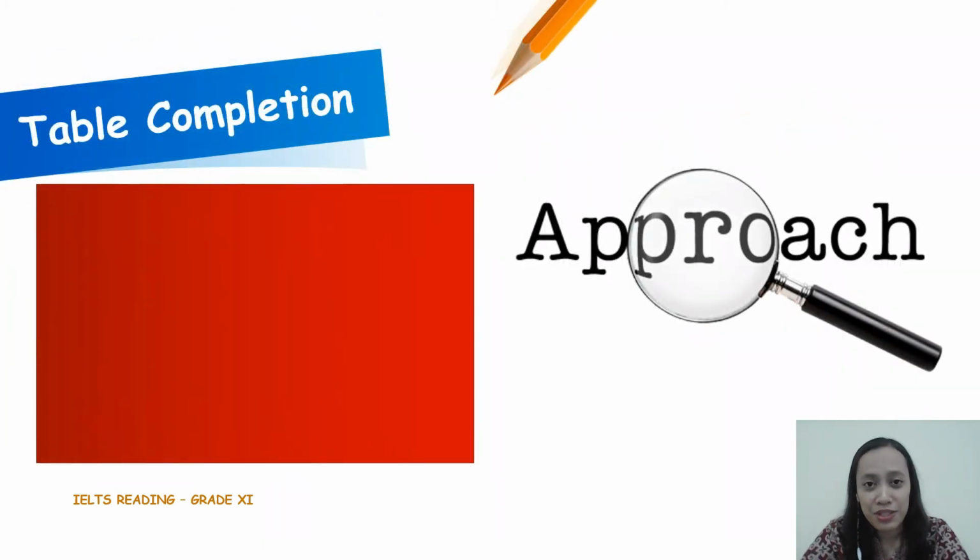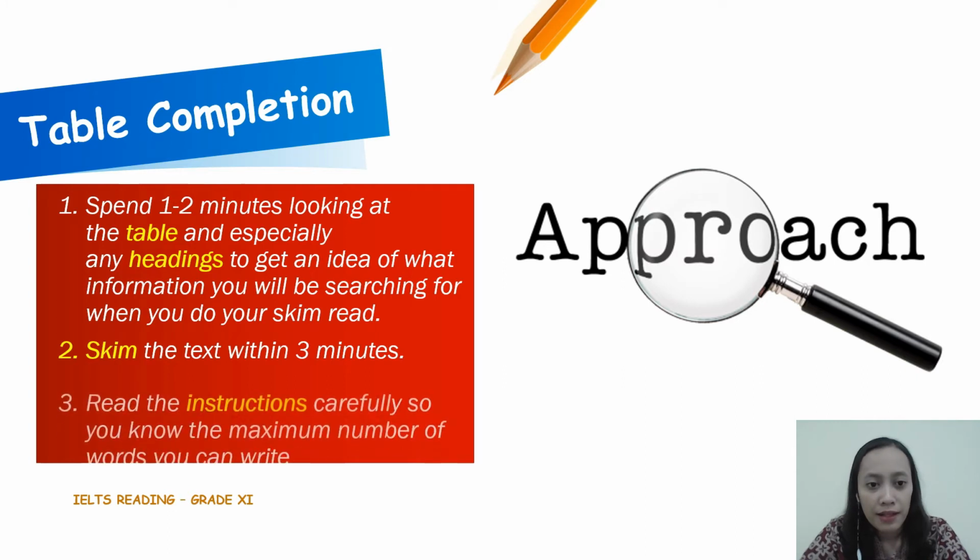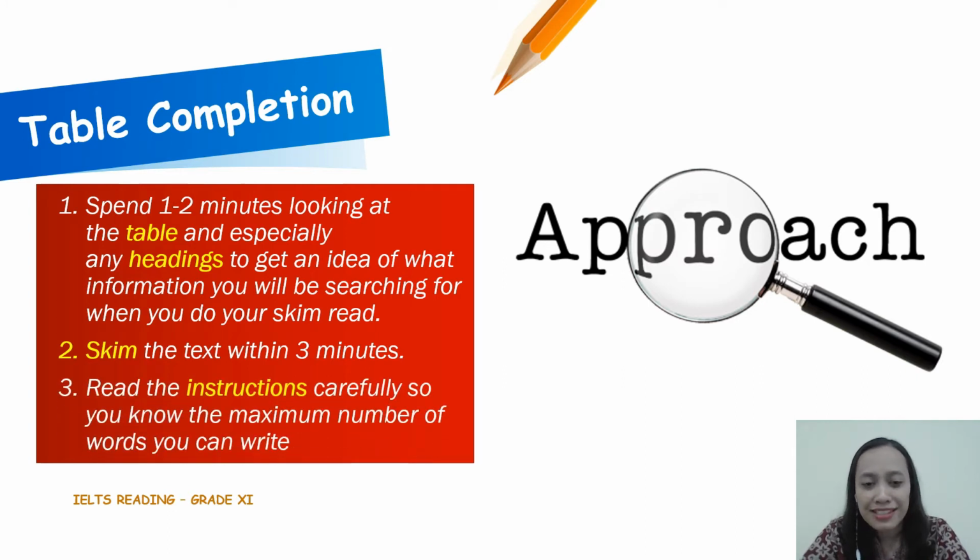We have some approaches for doing the table completion section. The first one, spend 1 or 2 minutes looking at the table, especially any headings, to get an idea of what information you will be searching for when you do your skim read. Number two, skim the text within 3 minutes. It's quite efficient to find the keywords of the important information to fill in the blanks. Number three, read the instructions carefully so you know the maximum number of words you can write. Remember to always check the instruction given.